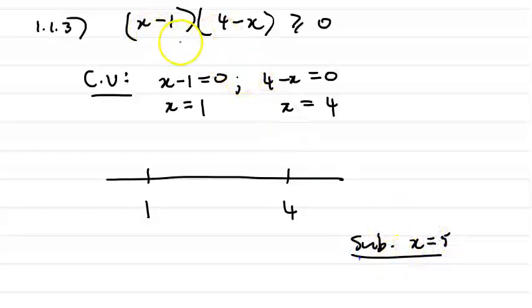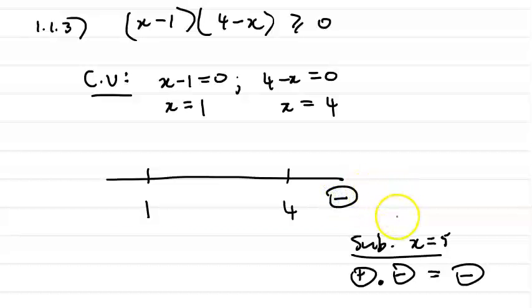So I just want to substitute x equals 5 into this particular inequality, in the factorized form. So I'll just say 5 minus 1. Now I'm not interested in the actual answer. What I want to know is whether it's positive or negative. 5 minus 1 is 4, a positive value, so that's going to be a positive times, remember brackets mean multiplication, 4 minus 5 is negative 1, so that's going to be a negative. Therefore a positive times a negative is a negative. So for all values greater than 4, you're going to get a negative value, and you only need to work out one interval.